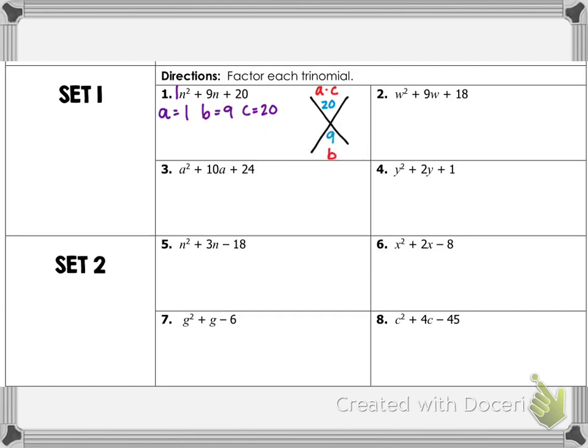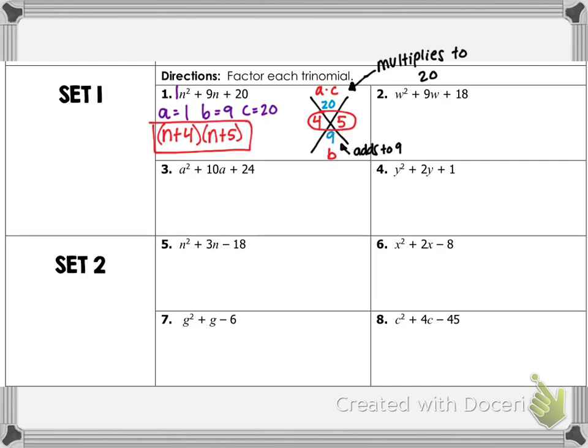Now what multiplies to 20 and what adds to 9? So all you have to do here is think of the factors of 20. What multiplies to 20 and adds to 9? 4 and 5. So 4 times 5 is 20. 4 plus 5 is 9. That's your answer. So now we just put an n instead of an x because it's just an n here. So n plus 4, n plus 5. That's your answer.